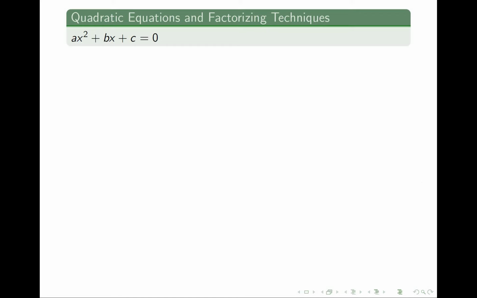In this video, I'm going to talk about the second formula for solving quadratic equations and factorizing techniques. Further, we will use the combination of the first formula, which was explained in the previous video, and the second formula. So if you haven't watched the first video, please do so.